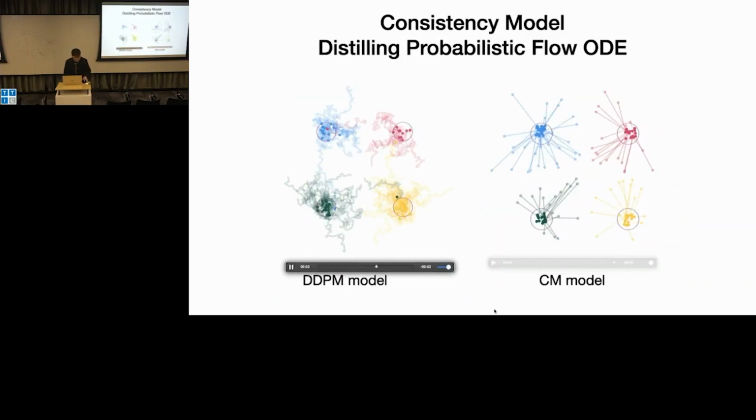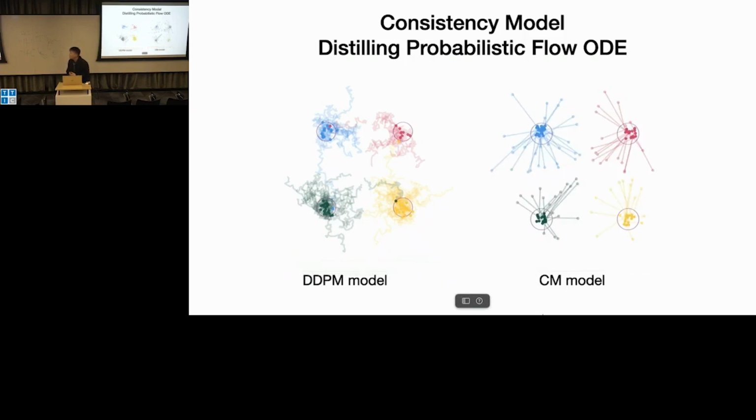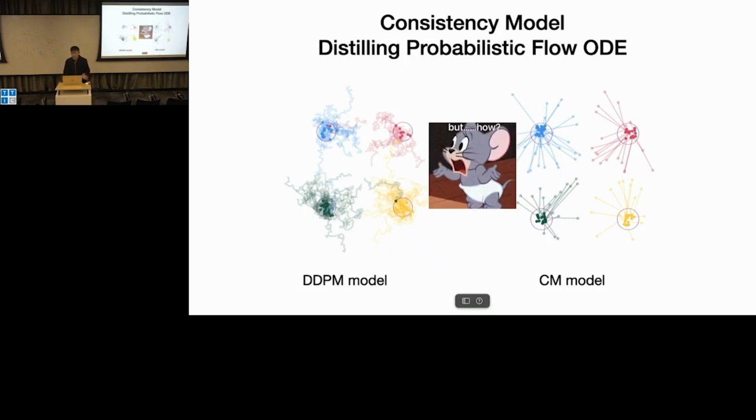Let's see this 2D example. I marked all these samples by color according to their nearest neighbor. For the original DDPM, the naive DDPM model, which uses the SDE, the stochastic differential equation, you can see the red dot goes to the blue target, the blue one goes to the green. There's some mixing here, which means you cannot guarantee you find your nearest neighbor. But for the consistency model, you can find your nearest neighbor within one step, just one jump. But how? How do we achieve this?